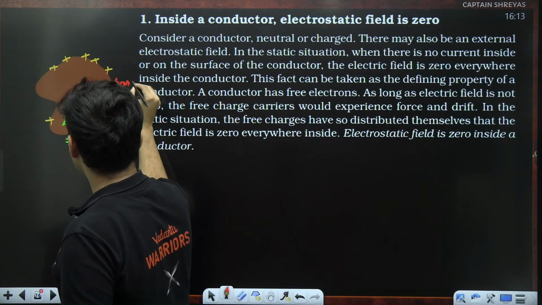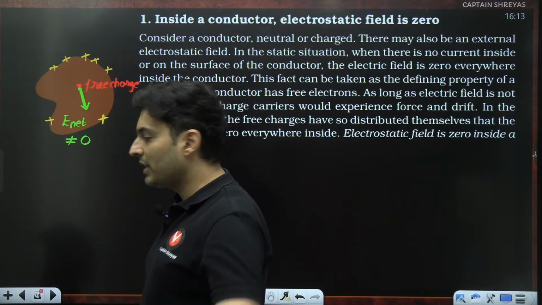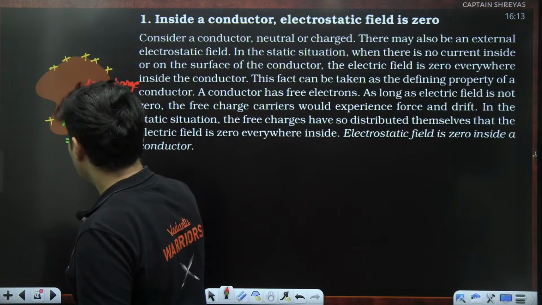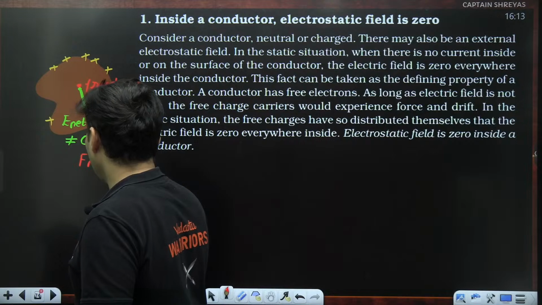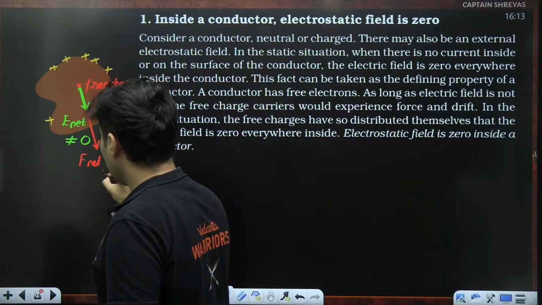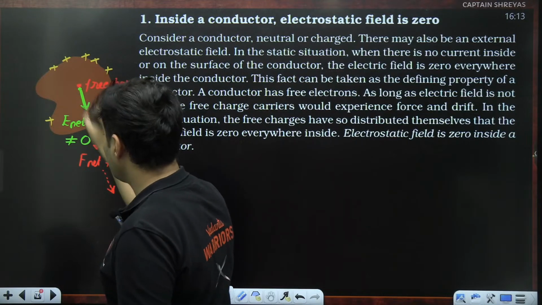Imagine you have a free charge over here. What will that free charge experience? Obviously, that free charge will experience some net force. Because of that, there will be motion of the charge. The charge will start moving.